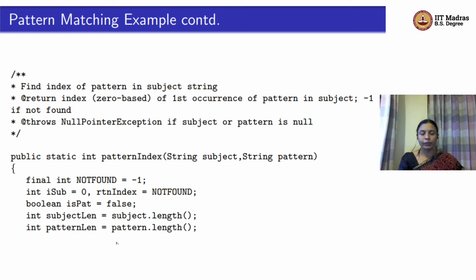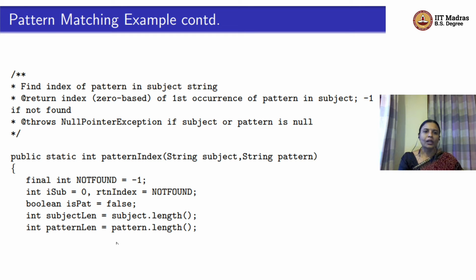Please remember that. It finds the index of the pattern in the subject string, and it returns the first occurrence of the pattern in the subject if it's found. Otherwise, it returns -1. If there are any issues, like both subject and pattern or one of them is null, it will throw a null pointer exception. The code for that is not explicitly given here.